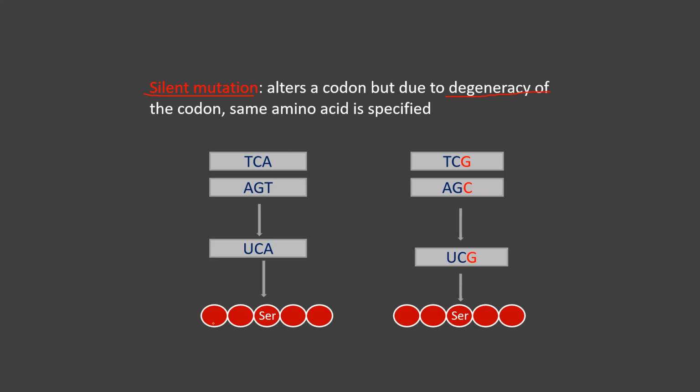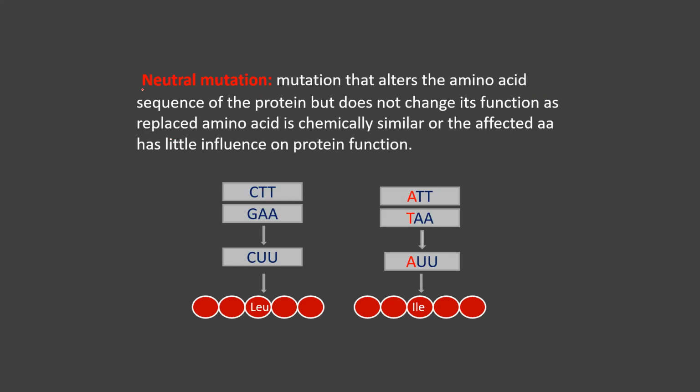All right. Then now we have neutral mutations. A neutral mutation is a mutation that alters the amino acid sequence in a protein, but does not change the function, because the amino acid it gets is close enough to the one that was there before that it doesn't really have an impact. So for example, here, we have a change in our first codon.